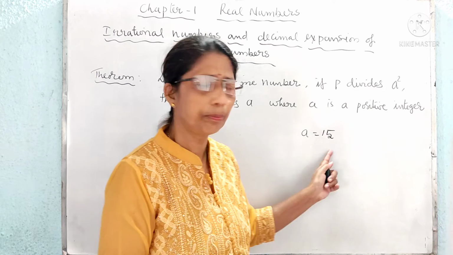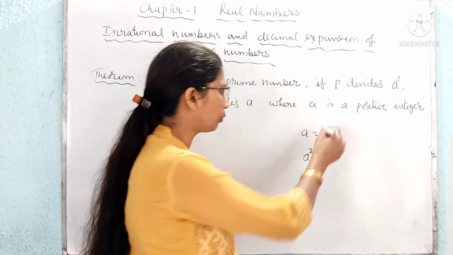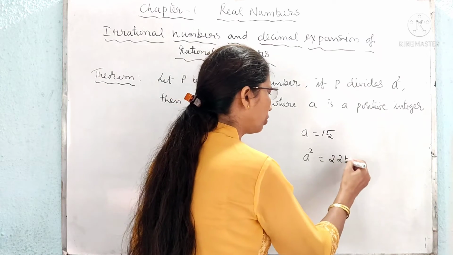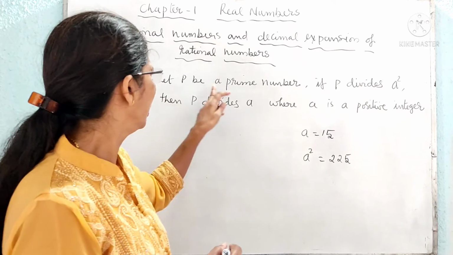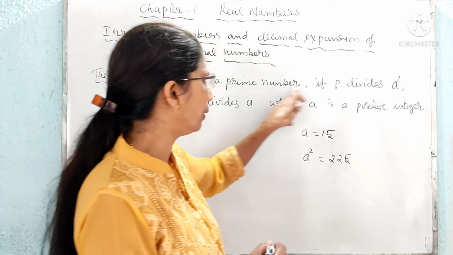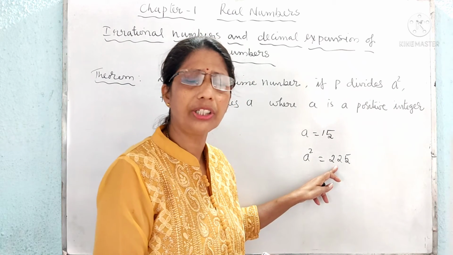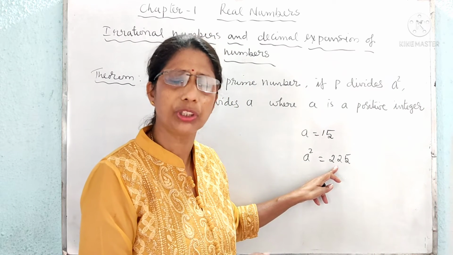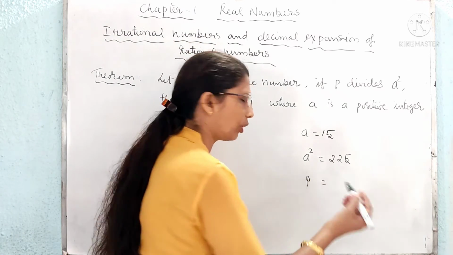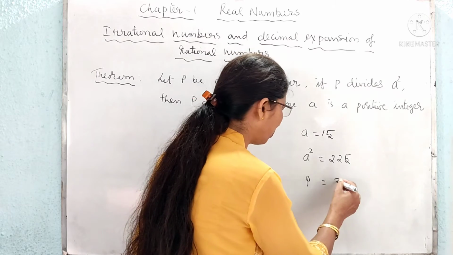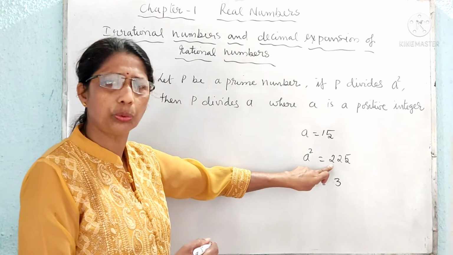A equal to 15. Now we are taking the square of a. A square means 15 square. 15 square is 225. This is one of the numbers, a square. Now let p be a prime number. If p divides a square, this 225, we can take one division of it with a prime number. That means p, we can take it as one of the prime numbers. That means the prime number is 3. Then is it divisible by 225?